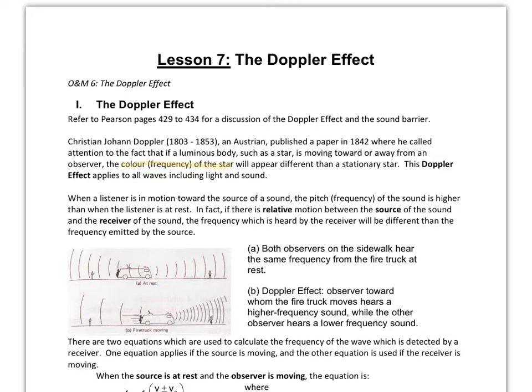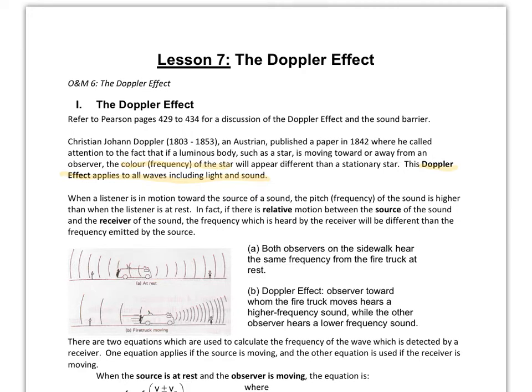So we look at the electromagnetic spectrum in Physics 30, which relates light back to waves. The fact that the color changes whether the star is moving towards or away from you was named the Doppler effect, which applies to all waves, including light and sound. So when a listener is in motion towards the source of sound, the pitch or frequency of the sound is higher than when the listener is at rest.